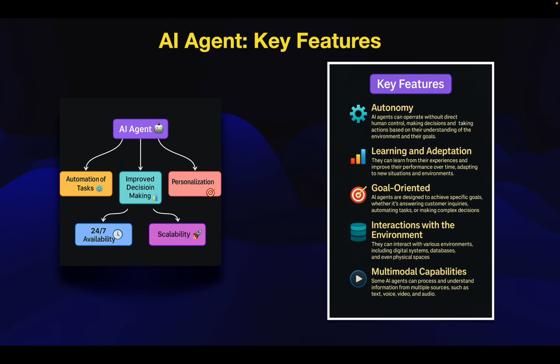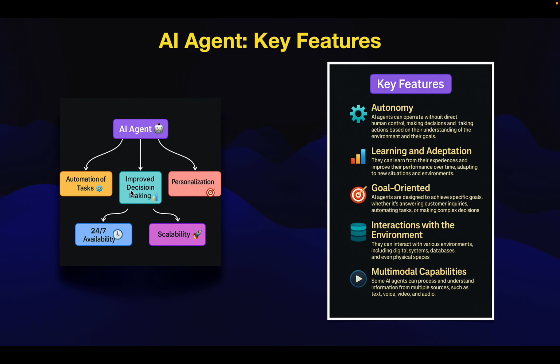So before we close today's session, let's go deeper into the key features that make an AI agent so powerful and really intelligent, and why they are shaping the future of intelligent systems. In the left panel, the core capabilities, let's start with the left side. At the heart of our AI agent, there are three core outcomes. The first is automating tasks, handling repetitive or complex actions on its own. The second is improving decision making.